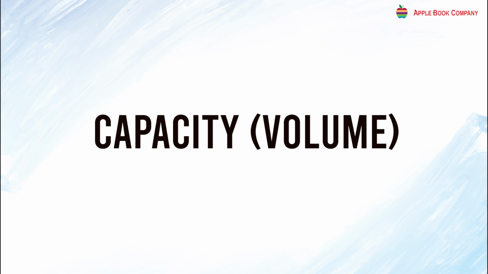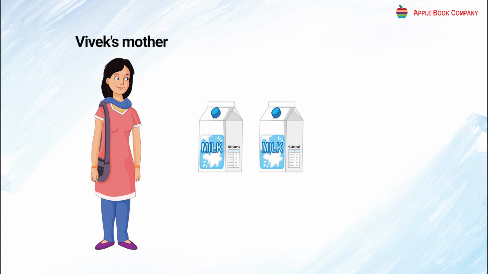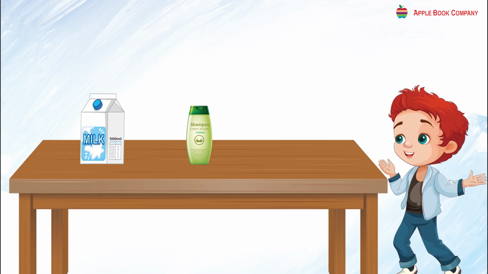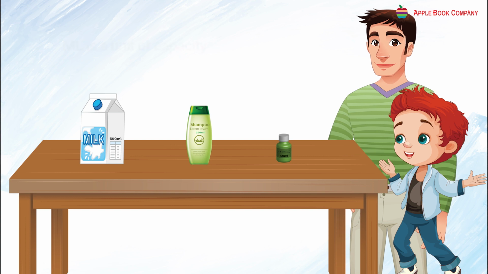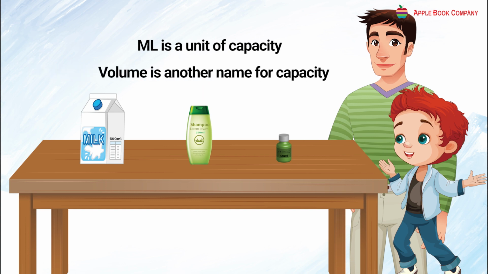Capacity, volume. Vivek's mother buys 2 packets of milk from the milk vendor every day. Each milk packet has 500 ml printed on it. Vivek observed that 250 ml is printed on the shampoo bottle and 50 ml on the medicine bottle. Vivek's father explained that ml is a unit of capacity. Capacity is the quantity of liquid found in the bottle. ml is used to give the measure of the quantity of stuff in the sachet or bottle. Volume is another name for capacity.